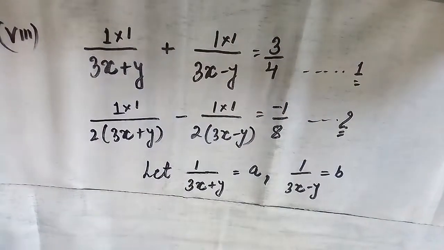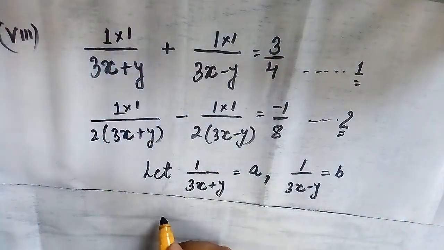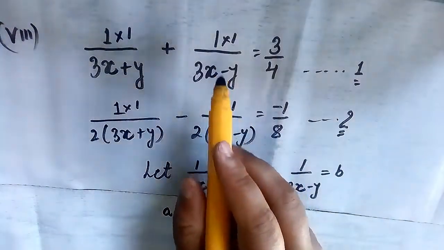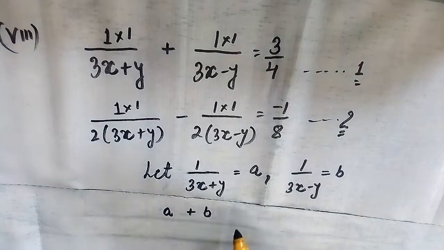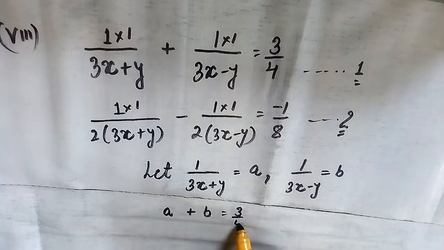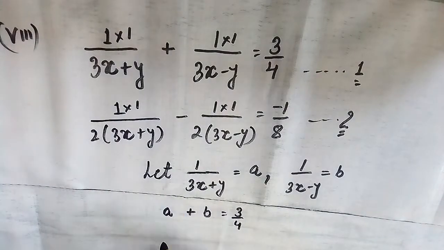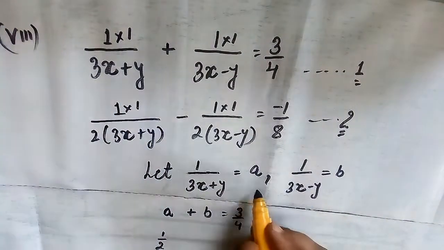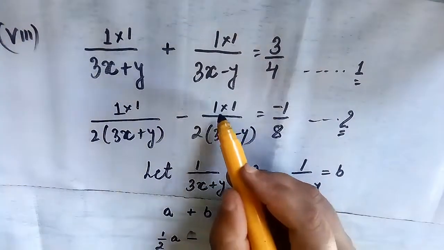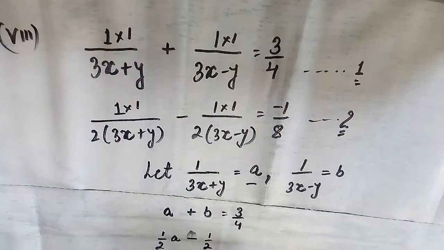So replace the value of 1 upon 3x plus y and 1 upon 3x minus y in equations 1 and 2. So 1 will become 1 into a, which is a, and 1 into b, which is b, equals 3 upon 4. And the second equation will become half into a, because we took 1 upon 3x plus y equal a, minus half into b, because we took 1 upon 3x minus y equal b, equals minus 1 upon 8.